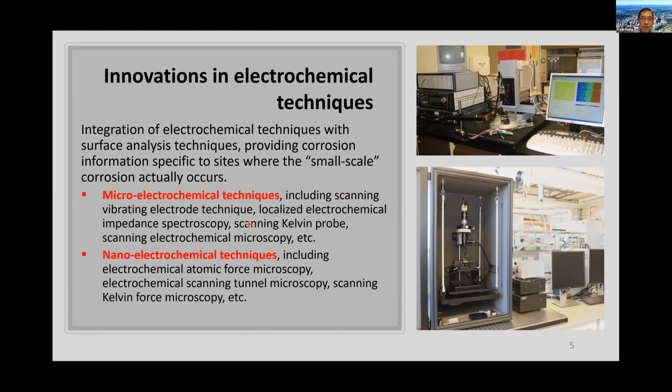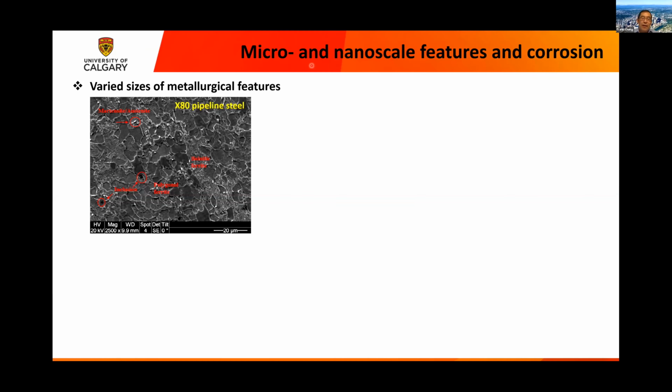So in this talk, because of limited time, I only introduce a couple of micro and nano electrochemical techniques we have conducted in corrosion science research in the past decade. And why do we need to do micron or nanoscale corrosion research? I use these slides to quickly give you a couple of reasons.